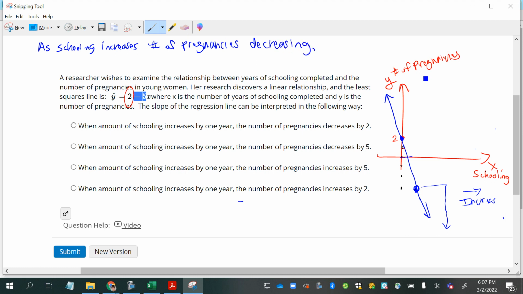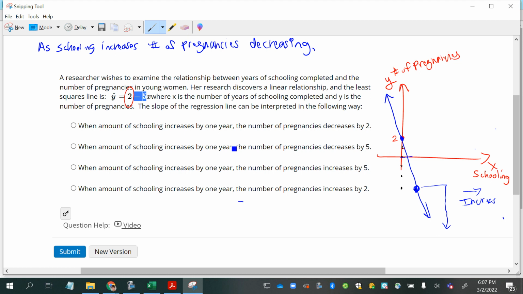It would be one way to interpret this. So it says a researcher wishes to examine the relationship between years of schooling completed and the number of pregnancies in young women. Her research discovers a linear relationship, and the least squares line is y equals 2 minus 5x, where x is the number of years of schooling completed and y is the number of pregnancies. The slope of the regression line can be interpreted in the following way. When amount of school increases by 1 year, the number of pregnancies decreases by 2.